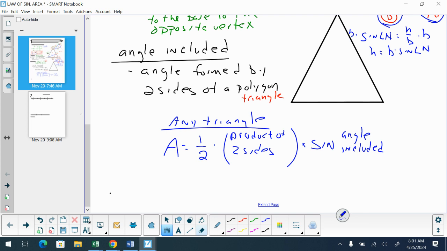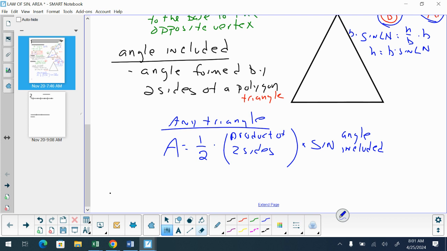So we have the product of any two sides. We take any two sides we want, multiply them together, multiply that by 1/2, and then multiply by the sine of the angle included. Then we don't have to draw in the height or the altitude and manipulate through the triangle and calculate the height. So the area of any triangle is 1/2 the product of any two sides times the sine of the angle included.